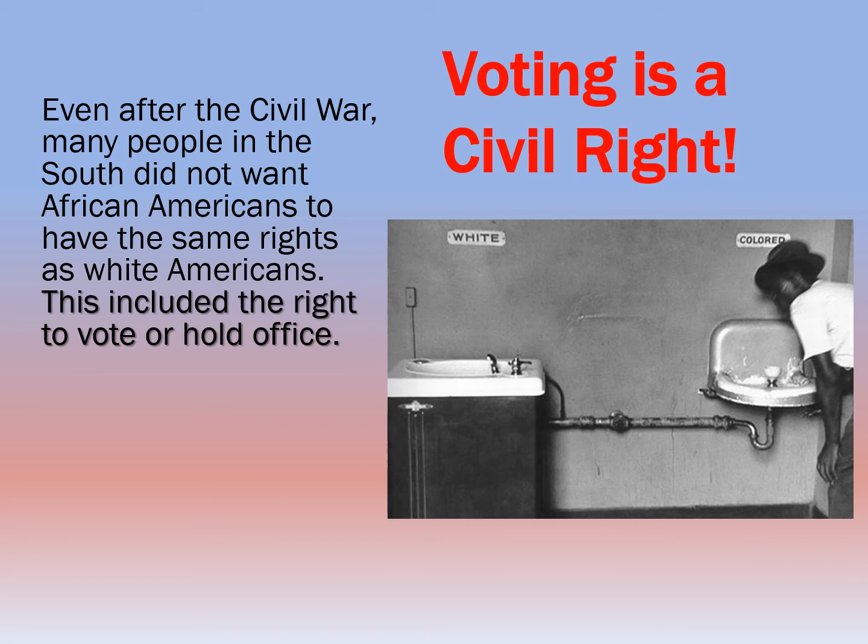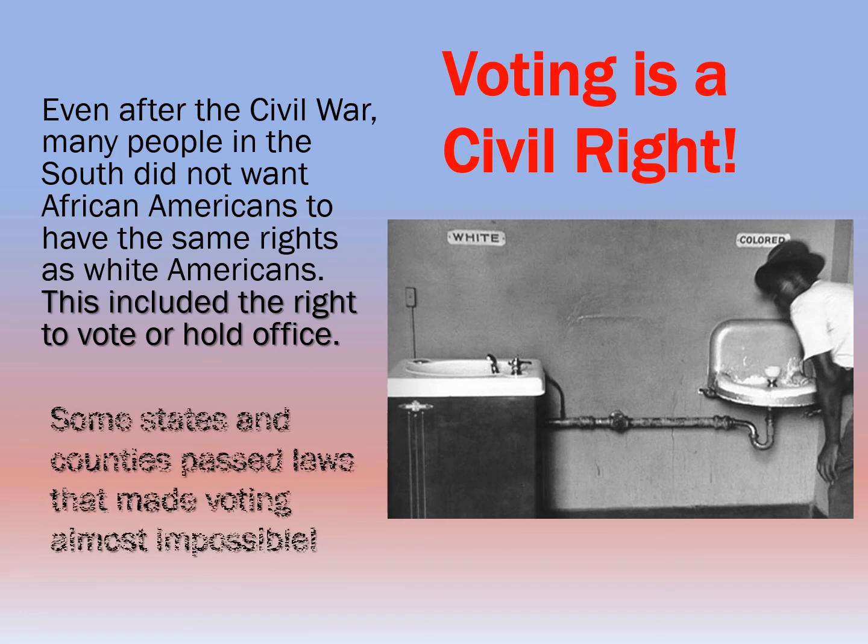And like we said, going back to what we talked about a few minutes ago, even after the Civil War, a lot of people in the South didn't want African American men or any African Americans to have the same rights as white Americans. And so they didn't want black men to be able to vote, even though the 15th Amendment said they could. And so some states passed laws that basically made it impossible for black men to vote and eventually wiped out the black man's vote.